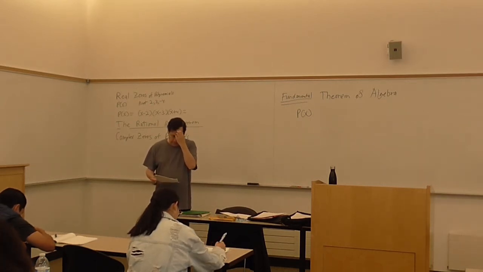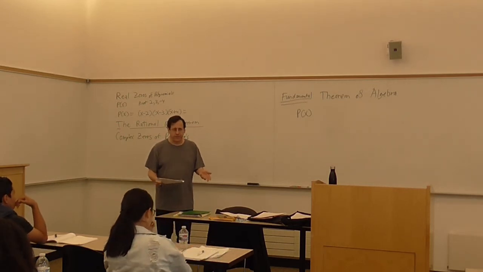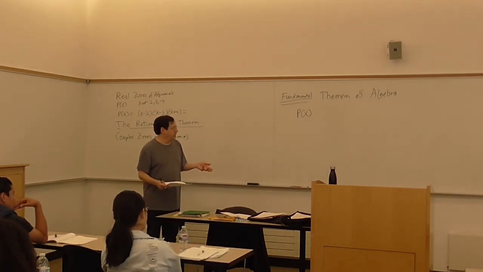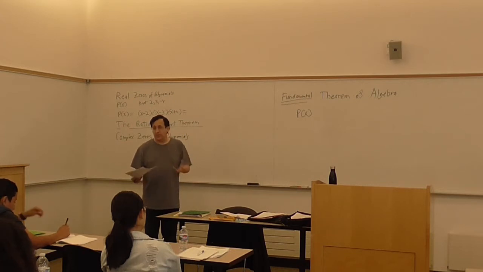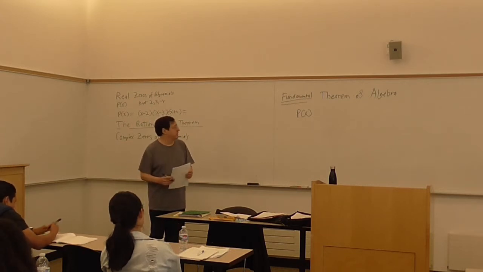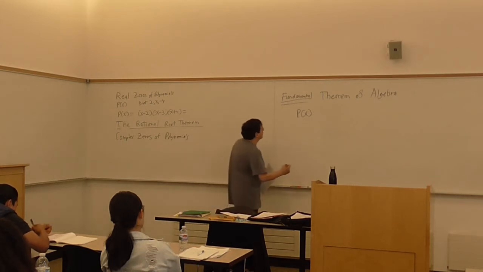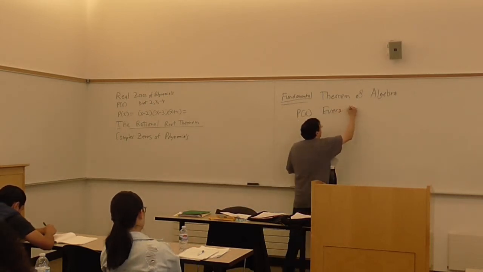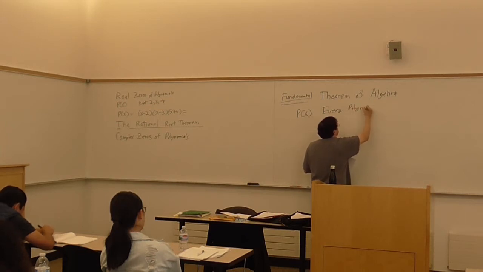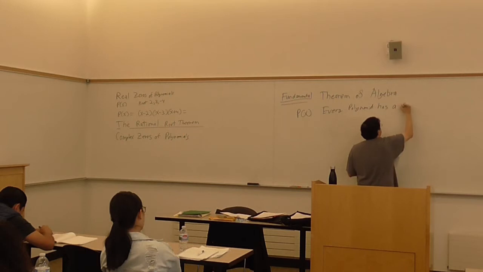Now, when I hear that, I feel kind of like, so what? All we've said is it has a root. That means there aren't any polynomials with no roots. But it doesn't feel very satisfying. Let me just write it down. Every polynomial has a root.